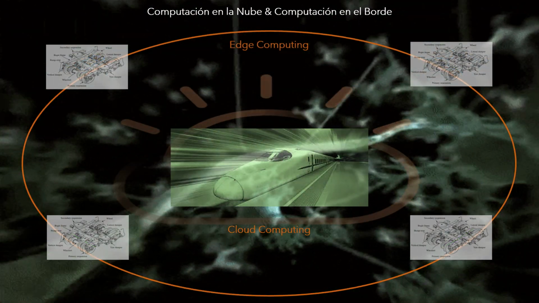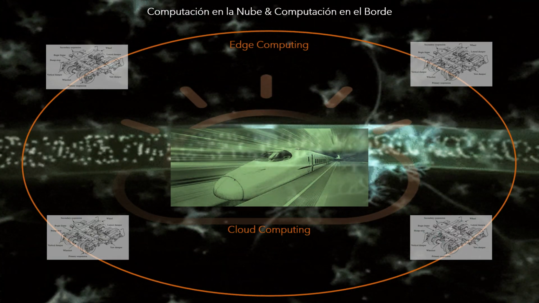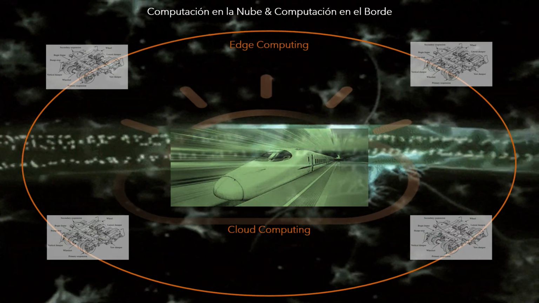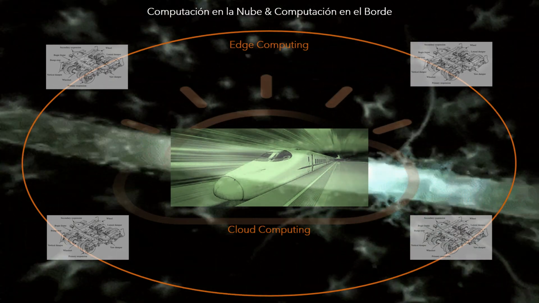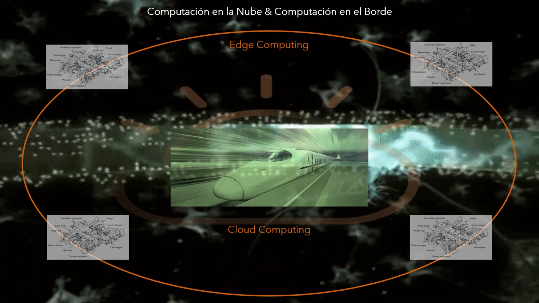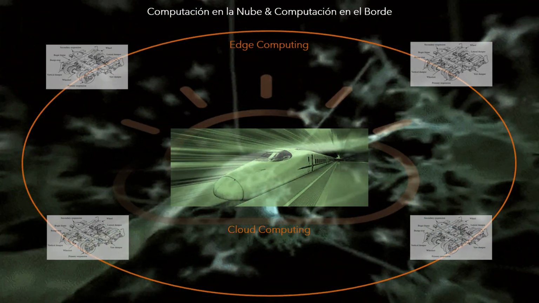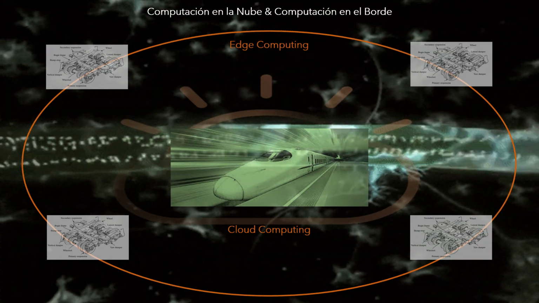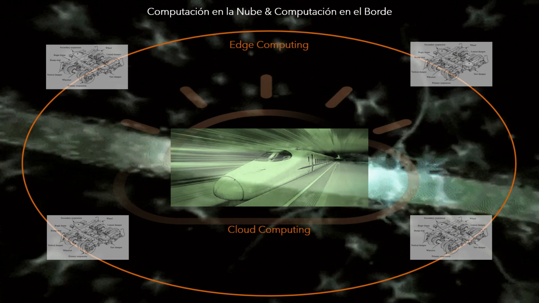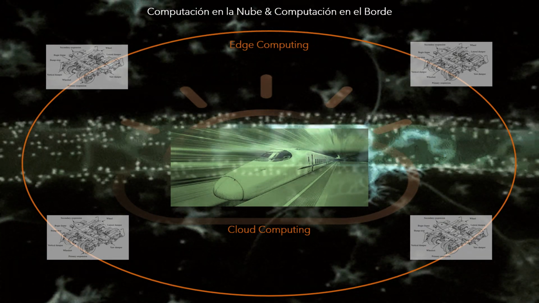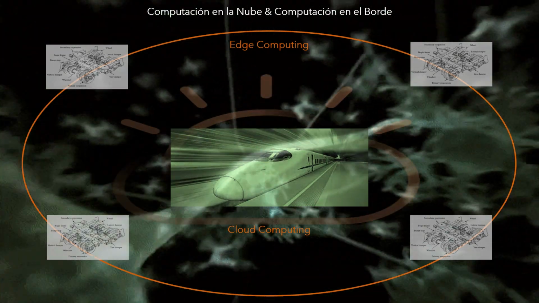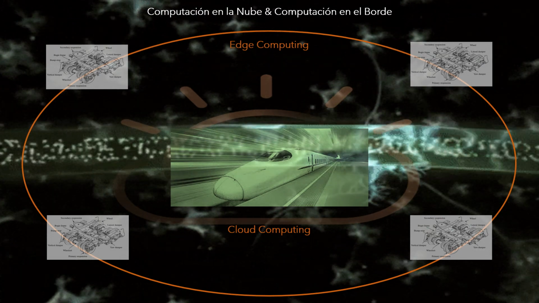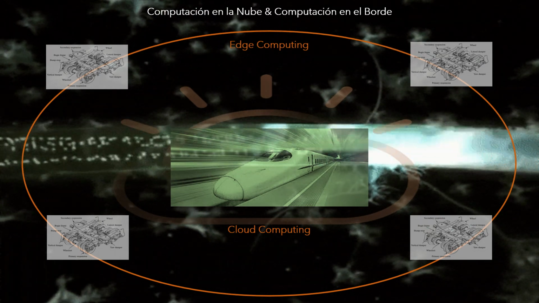To visualize the architecture that will soon be typical, the case of PHM functions in the bogies of a high-speed train is presented. The architecture includes edge computing, distributed processing of PHM functions in train bogies, and cloud computing, centralized processing, on a high-performance computer on the train, or outside the train, to consolidate information from all bogies.